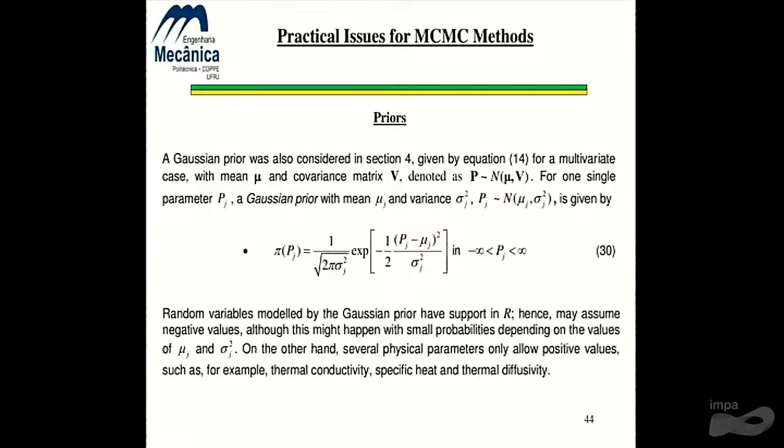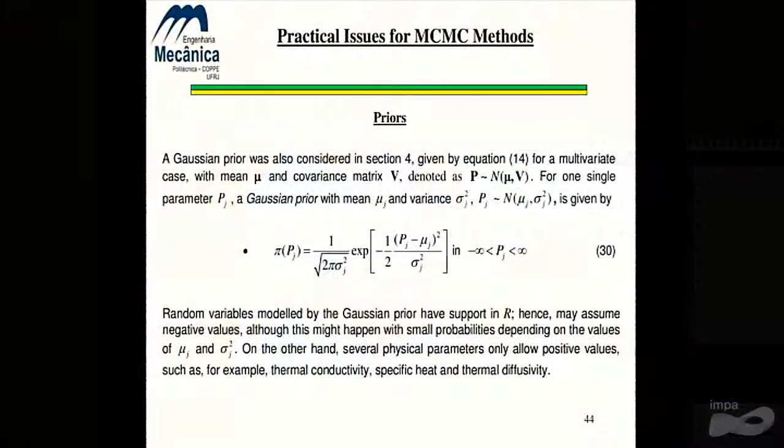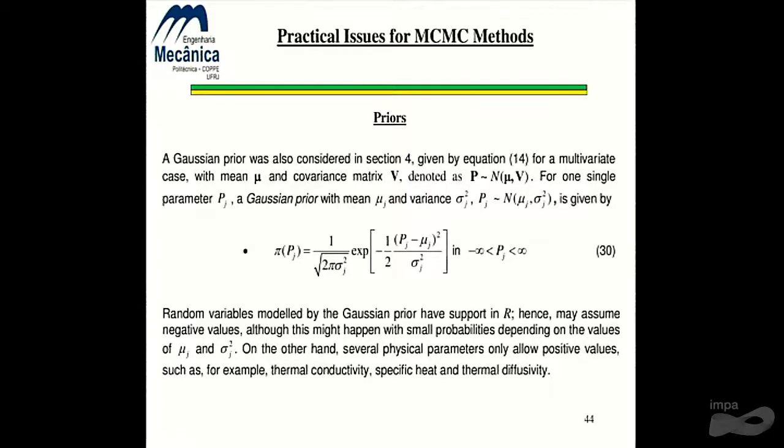Another point here is that the support of the Gaussian distribution is the real line, so it goes from minus infinity to plus infinity, and we know that many parameters cannot be negative. For example, physical properties are usually all positive. So this might not be a very good choice for the prior of, let's say, thermal conductivity. Depending on the variance associated with this prior, the probability of getting negative values might be very small, and you might not even have problems in the implementation of the method, but this is not rigorously correct, to have some probability of finding negative values of a physical property.